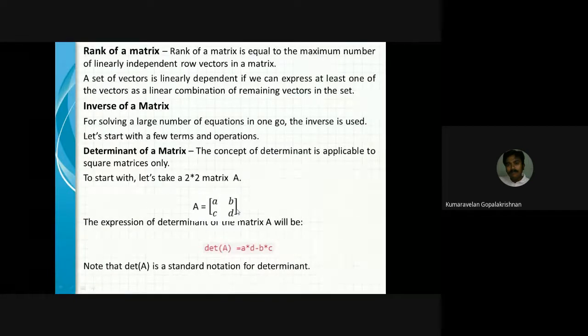It's very simple. It's simple multiplication. The determinant of matrix A, that is det of A, is calculated by multiplying the diagonal values: ad minus bc. This is the way in which we can find the determinant of any square matrix. So det of A is nothing but ad minus bc.